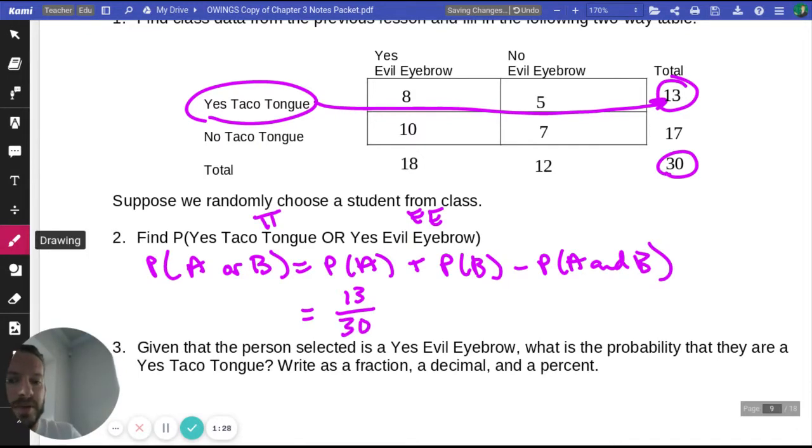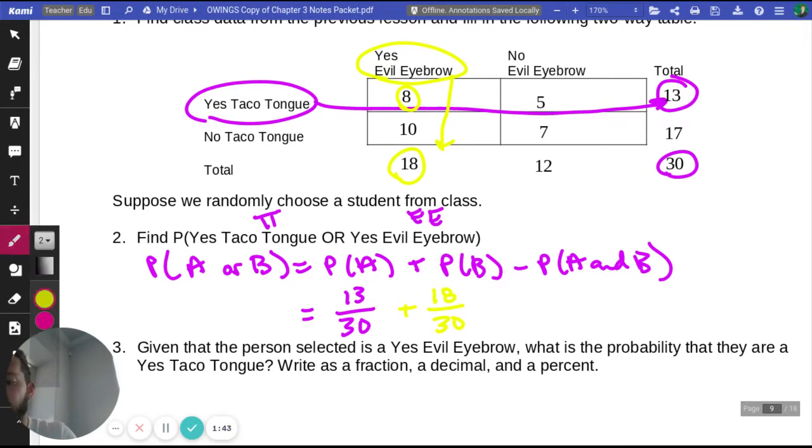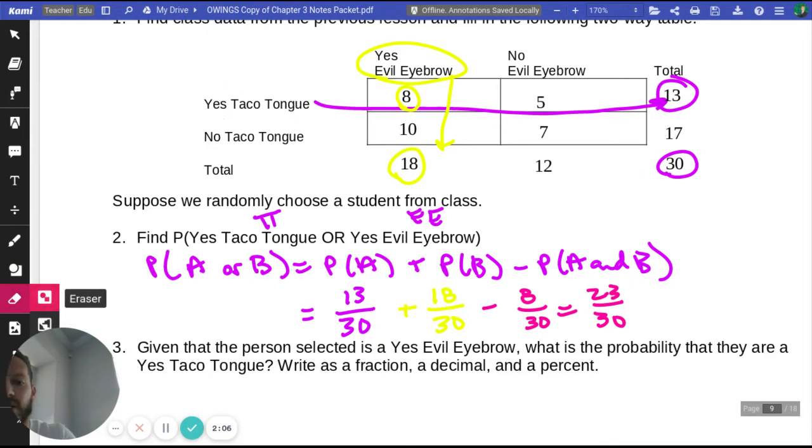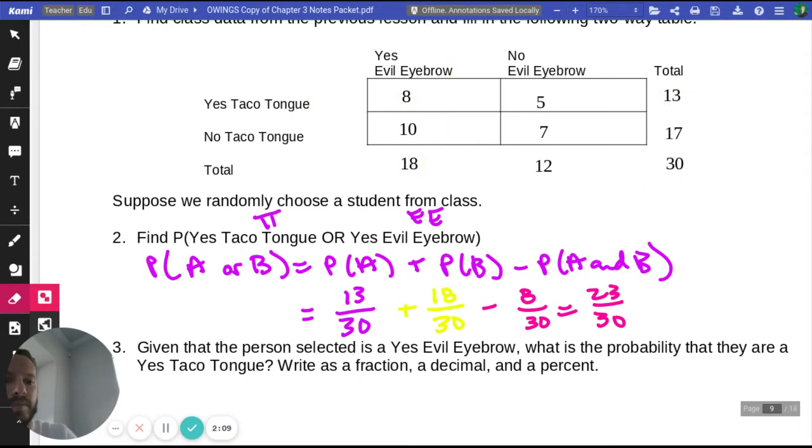And then next, we're going to find the probability of evil eyebrow. So here's our yes, evil eyebrow. It looks like the 8 and 10 for a total of 18 out of 30. And notice when we did that, we used the 8 both times. So we're going to have to subtract out that 8 because we used it twice when we talked about the probability of yes, taco tongue, or the yes of evil eyebrow, as you can see by those arrows there. So we'll subtract out that 8, and we do 13 plus 18 to get 31. Minus 8 gives us 23 out of 30 people can do taco tongue or evil eyebrow or both.